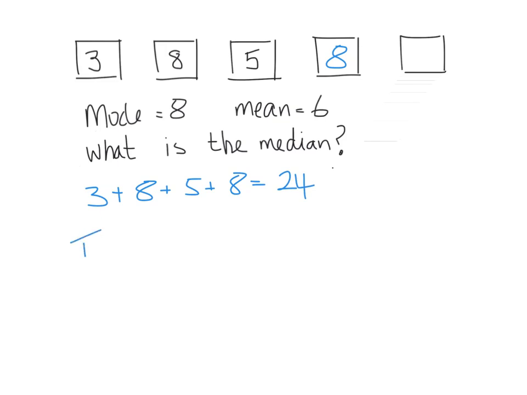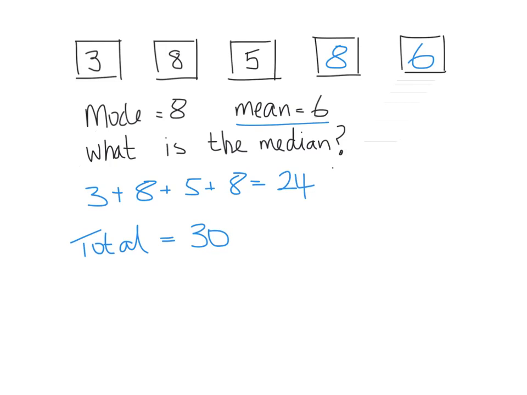So the total of all those numbers is 30. Okay? Now, what number do I have to add on to 24 to get to 30? Well, it must be 6. Okay? So whenever I add up 3 plus 8 plus 5 plus 8 plus 6, it gives me 30, and then divide by 5, which gives me my mean of 6, so that's fine.